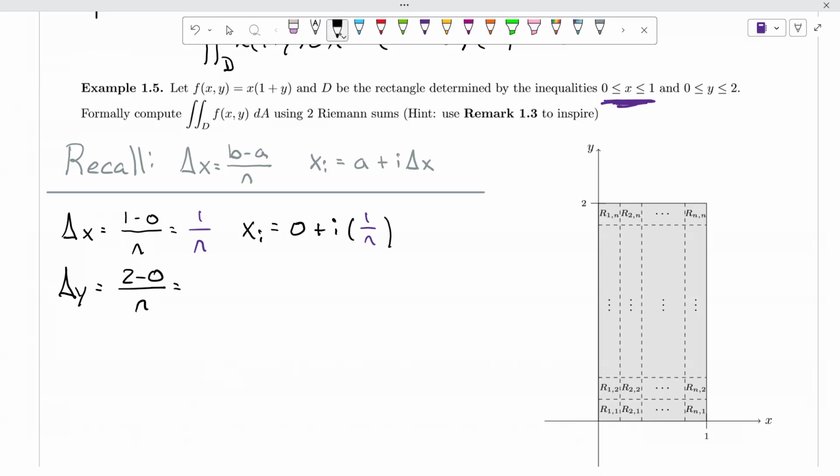2 minus 0 over n, or just 2 over n for my delta y, keeping in mind that y goes from 0 to 2 as opposed to x, which just went from 0 to 1. I can also go get my yi's, which will be 0, because again, I'm still starting this thing at 0, plus j times 2 over n, because now I need a second index to talk about my j's. I'll be indexing them separately.